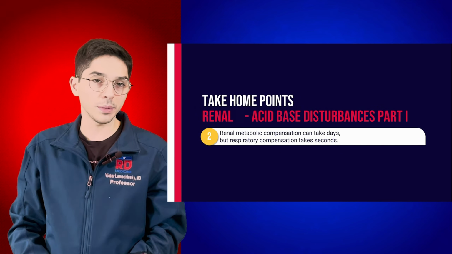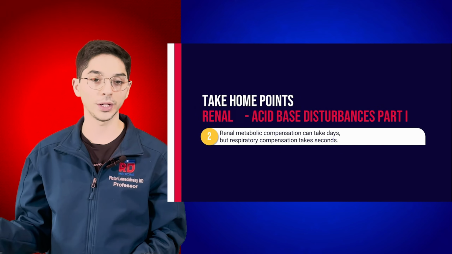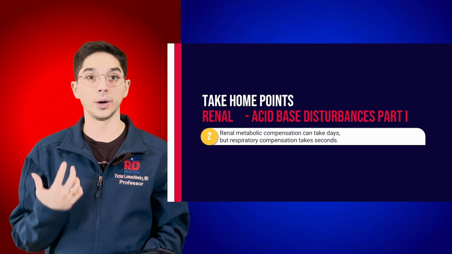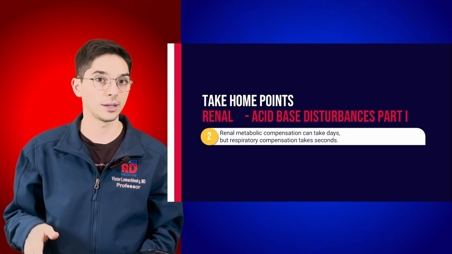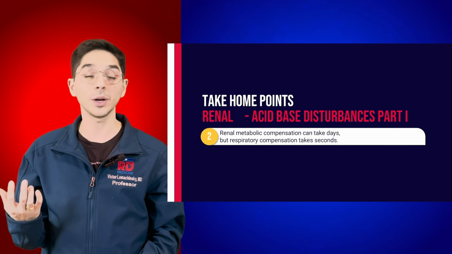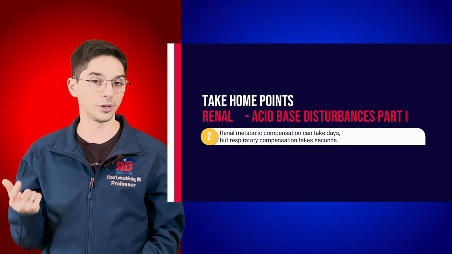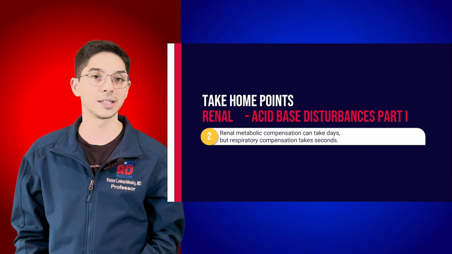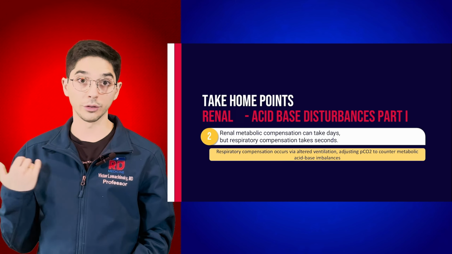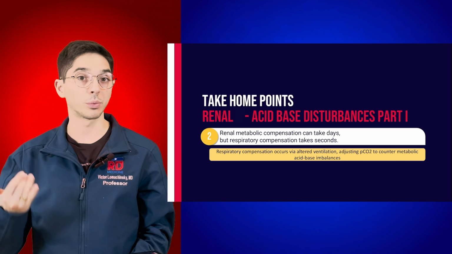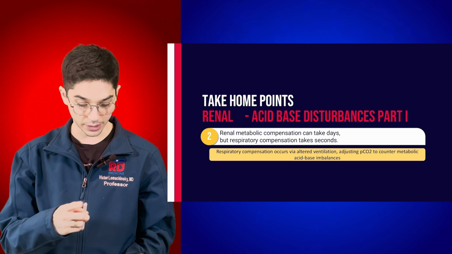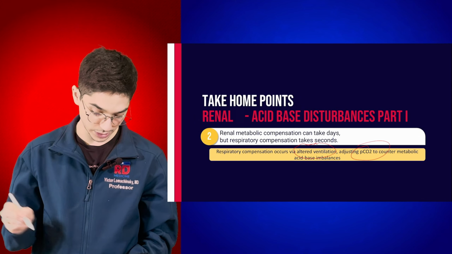Number 2 is remember the compensations. So whenever we have an acidotic or alkalotic process going on, we can either compensate with our respiration or we can compensate through our kidneys. Whenever you're compensating with your respiration, you just need to change your respiratory frequency. So that happens really, really fast. However, to compensate through your kidneys, that takes days. So just as a brief note, whenever we alter our respiratory frequency, what we're really changing is the partial pressure of carbon dioxide, or PCO2. So respiratory compensation is going to occur because of that altered ventilation, which adjusts PCO2.